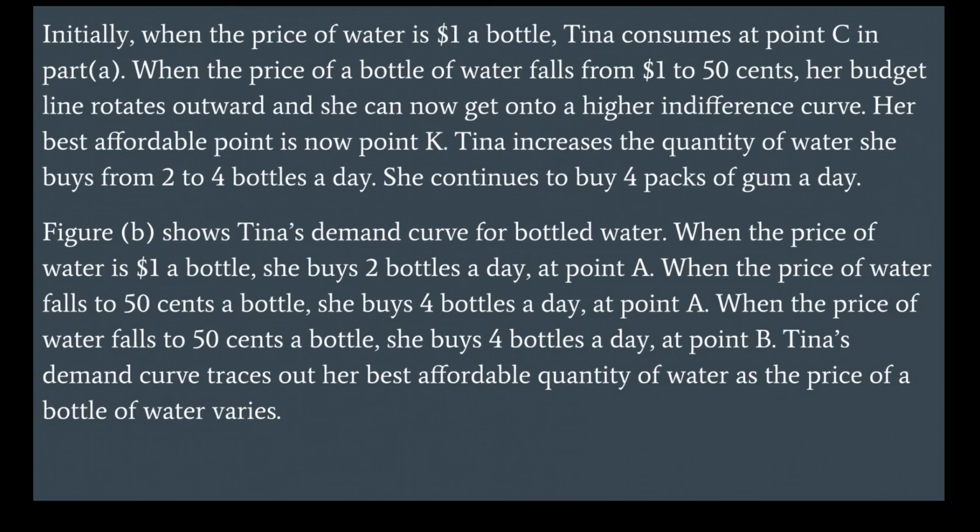Figure B shows Tina's demand curve for bottled water. When the price of water is $1 a bottle, she buys 2 bottles a day at point A. When the price of water falls to 50 cents a bottle, she buys 4 bottles a day at point B. Tina's demand curve traces out her best affordable quantity of water as the price of a bottle of water varies.